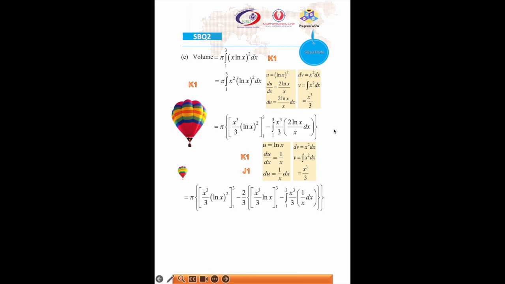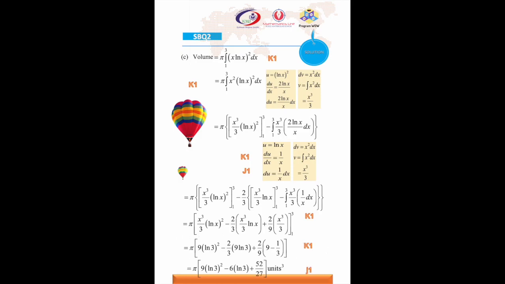Okay, uv minus integral of v du, and then you can see that there is no ln existing, and then you're gonna get 1 mark for showing that, and then you can get another 1 mark for subbing your values, and then you're gonna get 1 mark for your final answer.